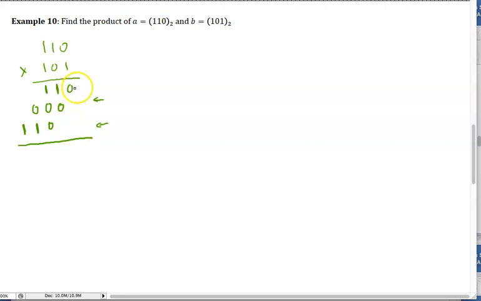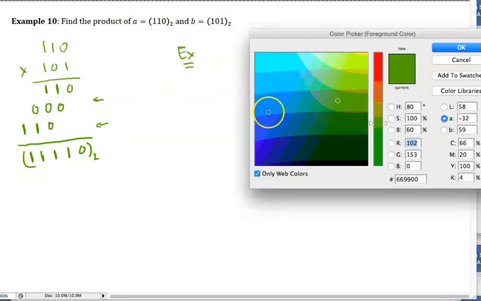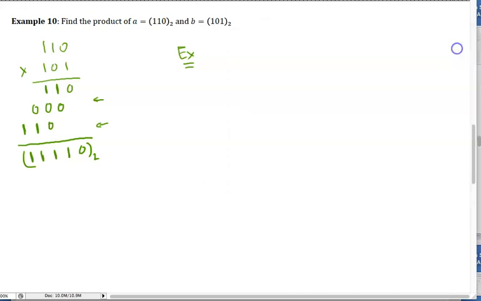And then we add. So we use the addition algorithm. So we get a 0. 1 plus 0 is 1. This is 1. This is 1. And this is 1. Okay, so again, this answer is in base 2. Cool. We'll actually do an extra example in a different number base, so you can see how it works outside base 2.